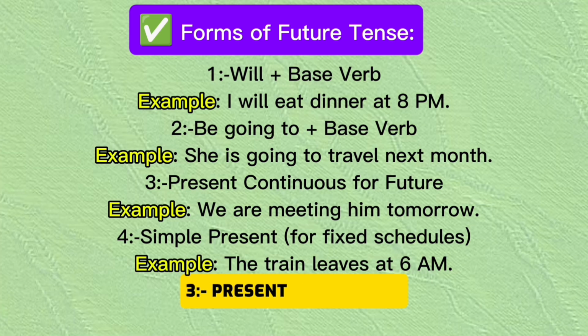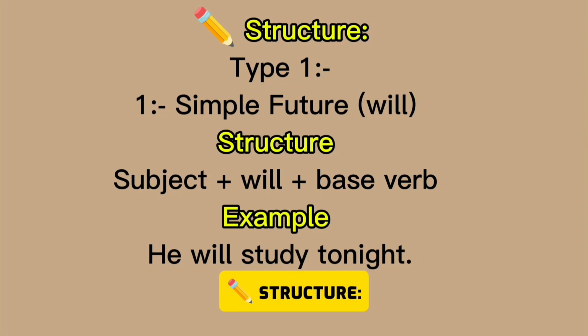3. Present continuous for future. Example, we are meeting him tomorrow. 4. Simple present for fixed schedules. Example, the train leaves at 6 a.m. Structure. Type 1. Simple future will. Structure. Subject plus will plus base verb. Example, he will study tonight.